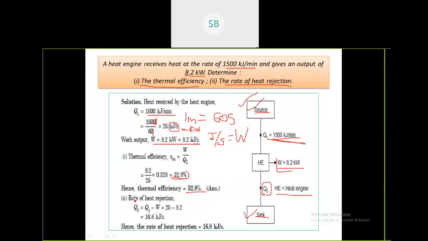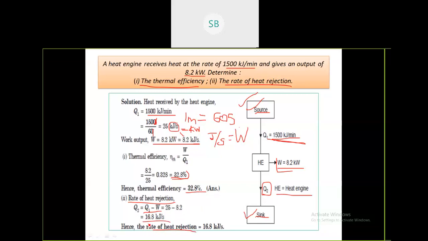Now the second thing we have to find is the rate of heat rejection, means how much heat is rejected. We have to find Q2. We know we received heat of 25 kilojoule per second. From this, we convert only 8.2 kilojoule per second into work, and the remaining heat will be rejected. So Q2 is equal to Q1 minus W, which is 25 kilojoules per second minus 8.2, which is 16.8 kilojoule per second. So this is the rate of heat rejection.